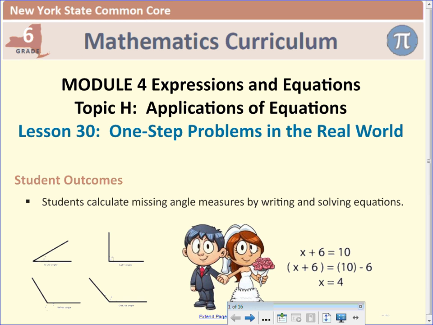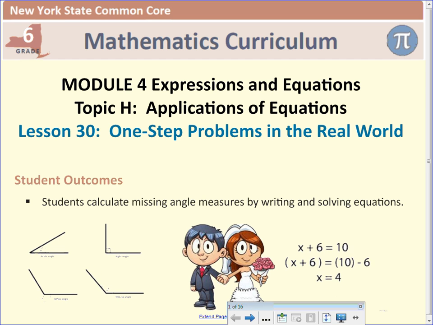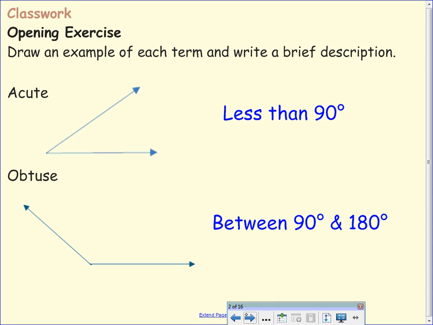Okay, today is Module 4, Lesson 30. In today's lesson, we're marrying two previous topics. So the good news is we're really learning nothing new today. We're going to combine what you know about angles and what you know about one-step equations and apply them to real-world situations, examples. So let's start by reviewing different types of angles.